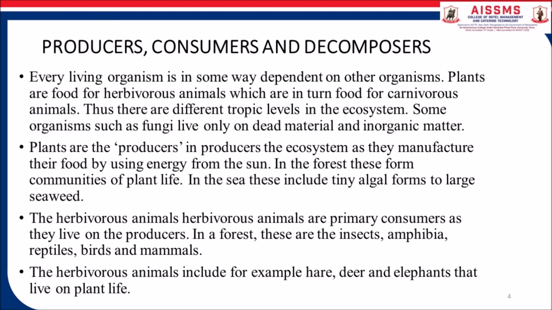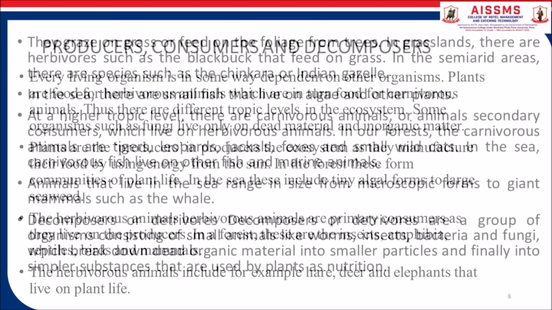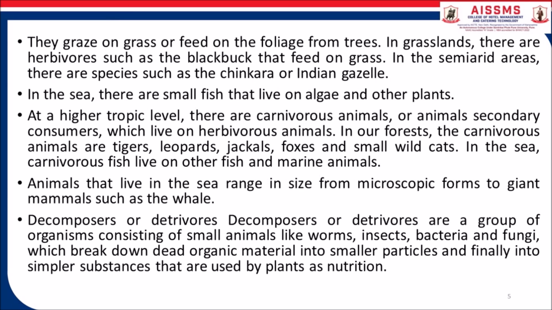The herbivorous animals include, for example, deer and elephants that live on plant life. They graze on grass or feed on the foliage from trees. In grassland, there are herbivores such as the blackbuck that feed on grass. In the semi-arid areas, there are species such as chinkara and Indian gazelle. In the sea, there are small fish that live on other plants.